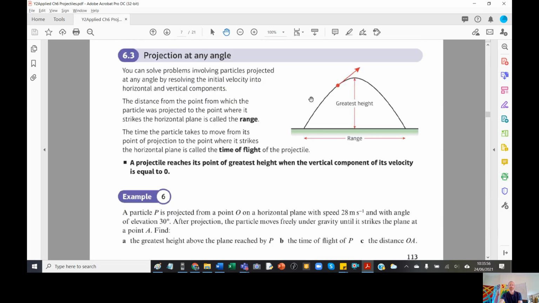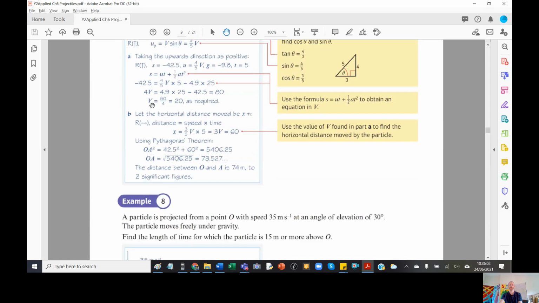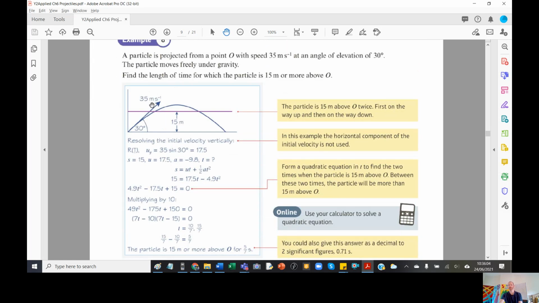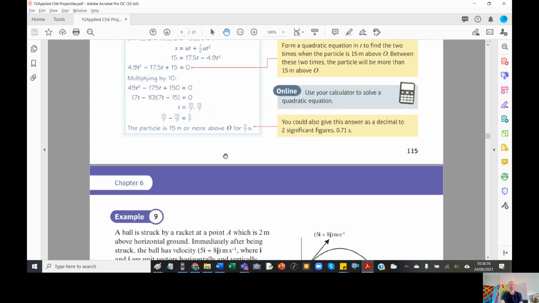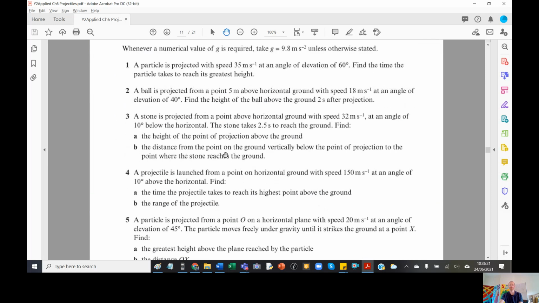When we get to the next part from 6.3, you can see we're starting to work with scenarios a bit closer to what we were talking about. There's a bit of working backwards with some of these, and as I said, the next bit we're going to look at together is what happens when we generalize a little bit and we try putting in some constants like capital U for the initial speed and see how that plays out as we work through the problem. You can see some more examples in here, and then there's some questions in exercise 6C that you might recognize. So for instance, here's the speed of projection, here's the angle of elevation, how long does it take to reach its maximum height? Or it's projected from a point 5 meters above the ground, it's projected with this speed at this angle, how high is it 2 seconds after projection?